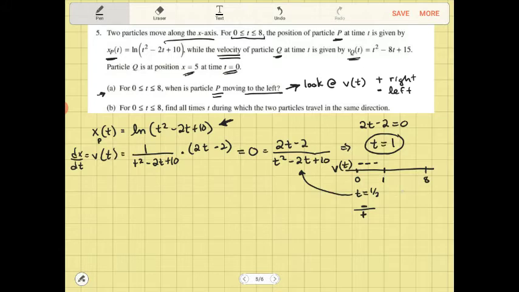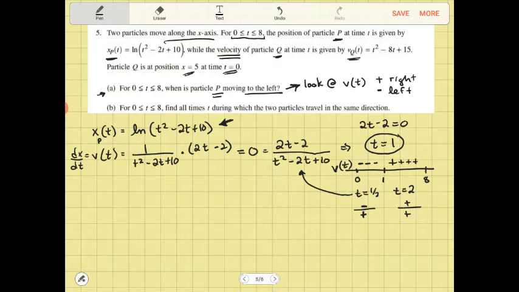What happens if we plug in a number larger than 1? Let's plug in 2. I know, that's very creative. So plug in 2 on the top. 2 times 2 would be 4 minus 2 is 2. That gives me a positive number. In the denominator, 2 squared is 4, minus 2 times 2, 4. That's 0, plus 10 is 10. That's still positive. So that's going to be positive.